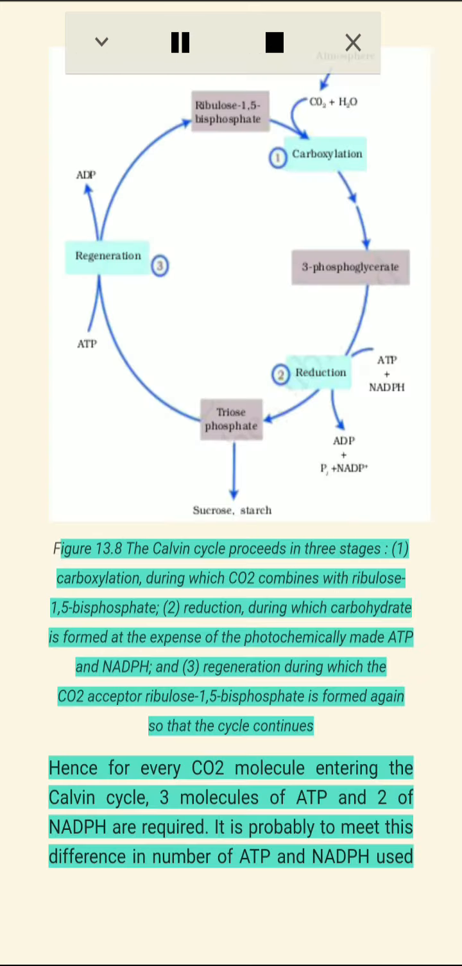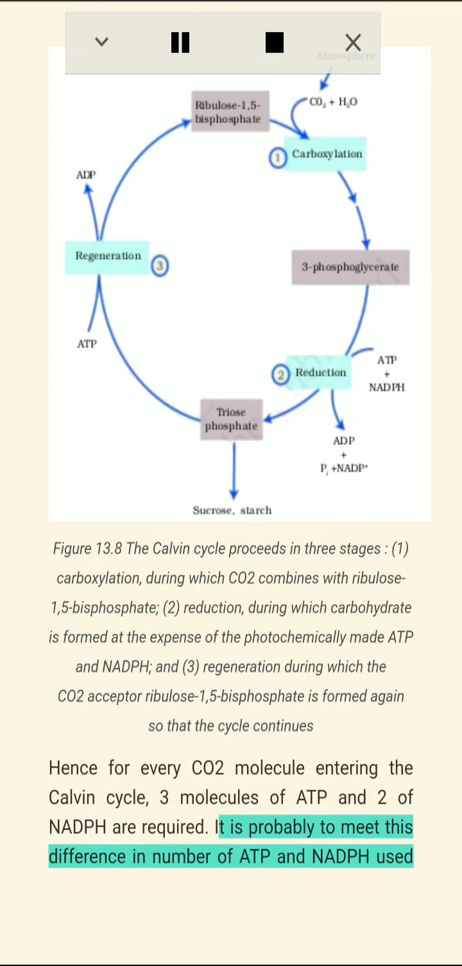Figure 13.8. The Calvin cycle proceeds in 3 stages. 1. Carboxylation, during which CO2 combines with ribulose 1,5-bisphosphate. 2. Reduction, during which carbohydrate is formed at the expense of the photochemically made ATP and NADPH. And 3. Regeneration, during which the CO2 acceptor ribulose 1,5-bisphosphate is formed again so that the cycle continues. Hence, for every CO2 molecule entering the Calvin cycle, 3 molecules of ATP and 2 of NADPH are required.